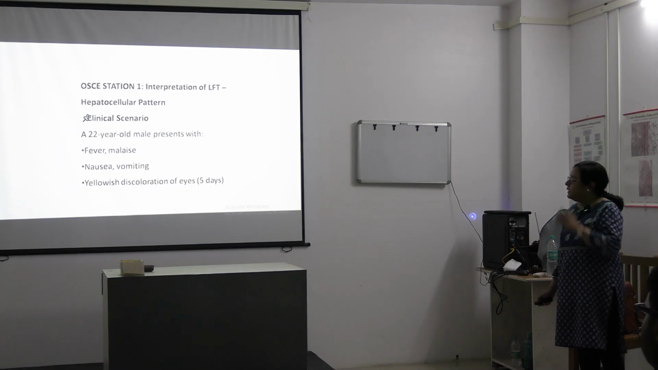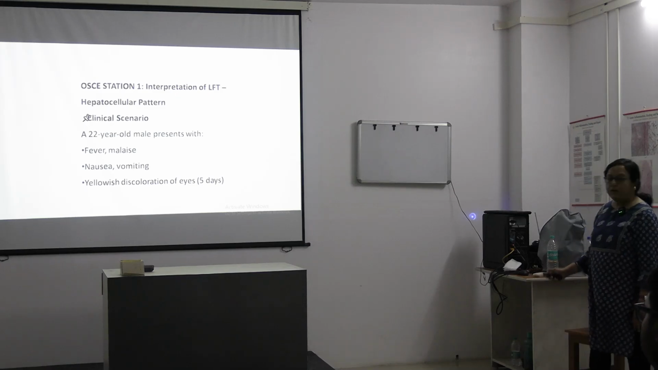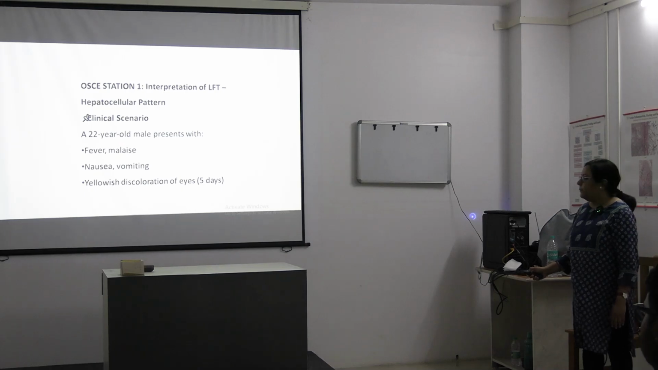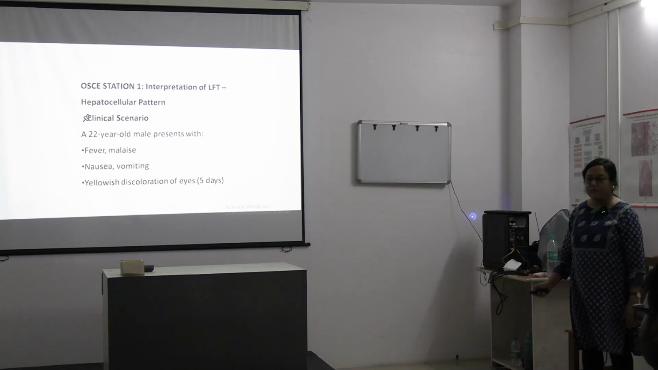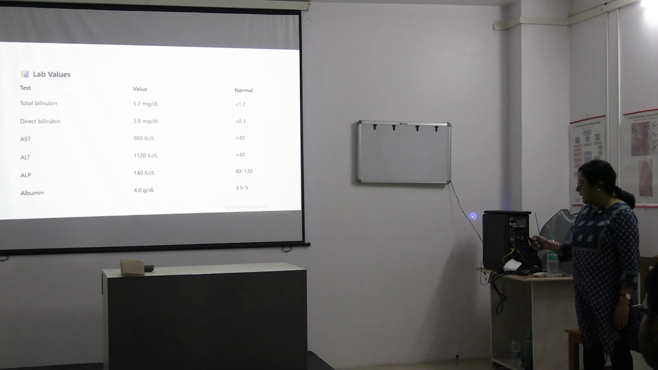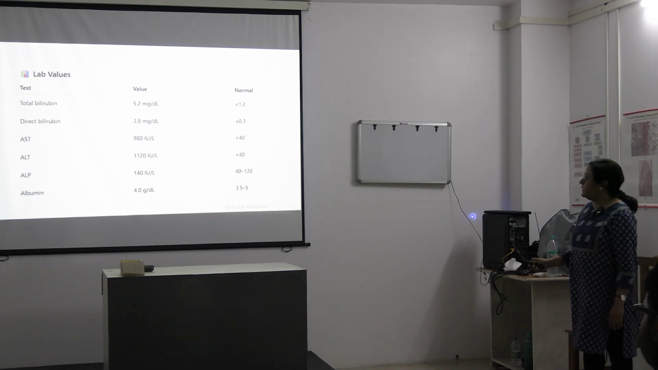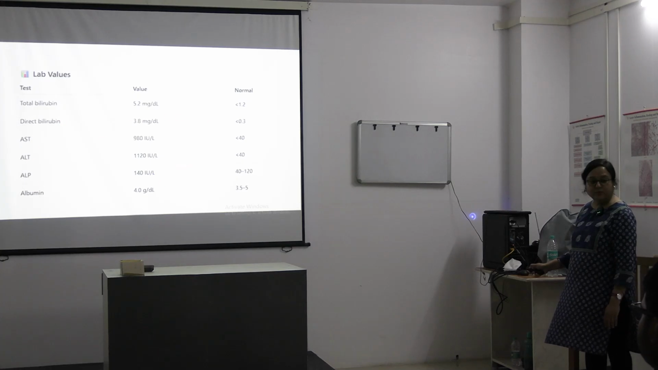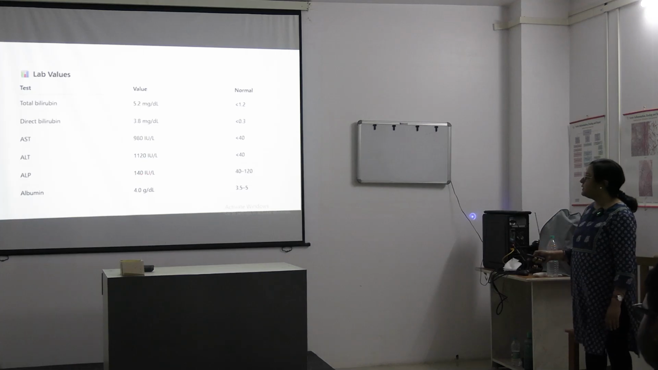Now, interpretation of LFT. Suppose there is a 22-year-old male presenting with fever, malaise, nausea, vomiting, yellowish discoloration of eyes for around 5 days. So here are the lab values which are given. You can see that bilirubin is increased, direct bilirubin is increased, AST, ALT all are increased. Albumin is within the normal range.